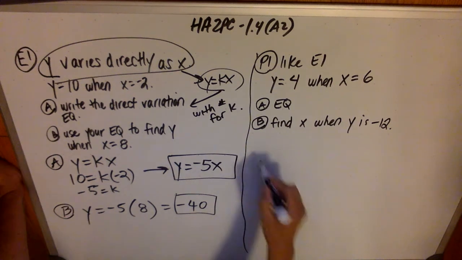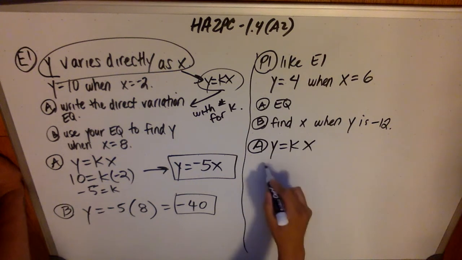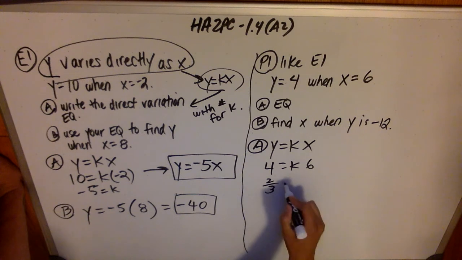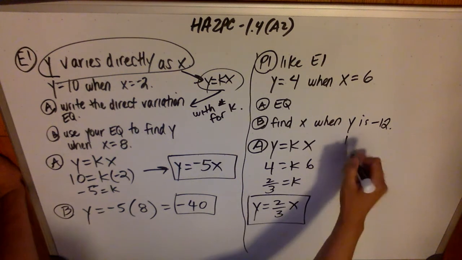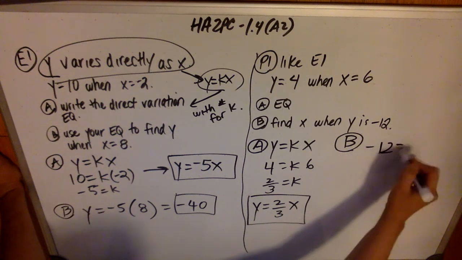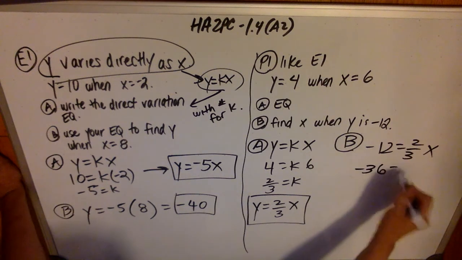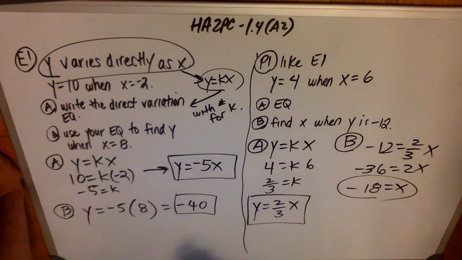So in A, I'm going to start with that y equals kx. I'm going to plug in that y is 4 when x is 6. And when I divide, I think I get 2/3. 4/6 or 2/3 is my k. So my answer to A is going to be y equals 2/3 x. That's my answer to A. So B, now the trick here is I want to find x instead. So negative 12 equals 2/3 times x. So I'd multiply the 3 over, get negative 36 equals 2x. So I get negative 18 is my x. And that's it. All right, so let's go ahead and do another example.